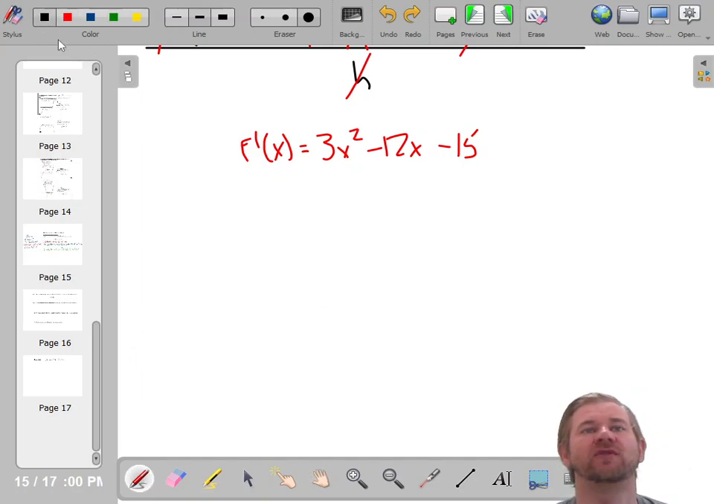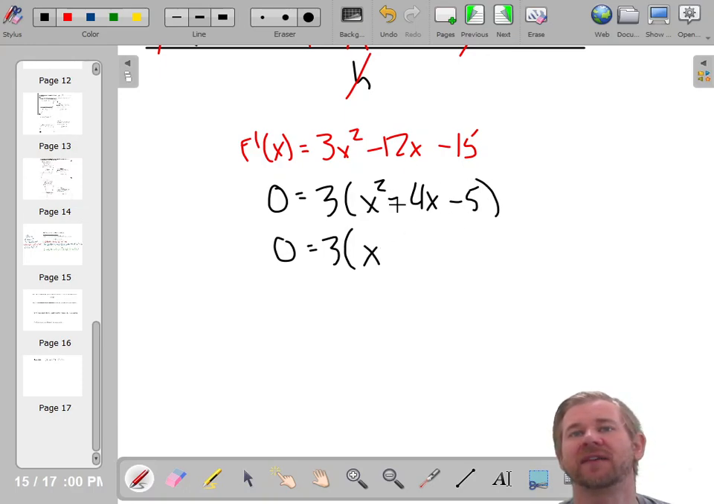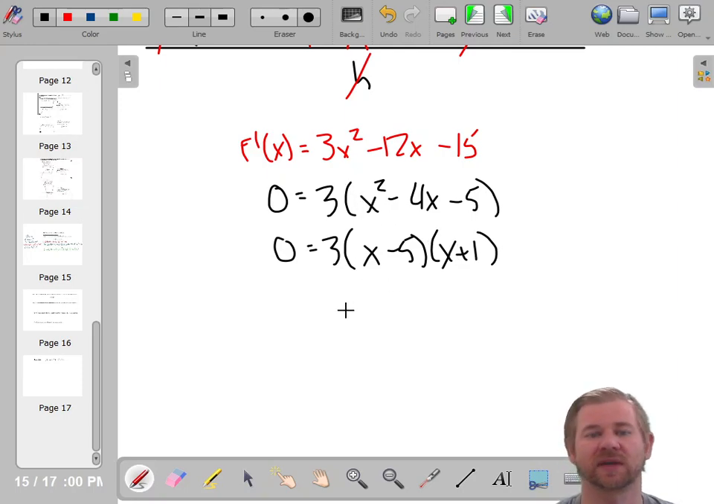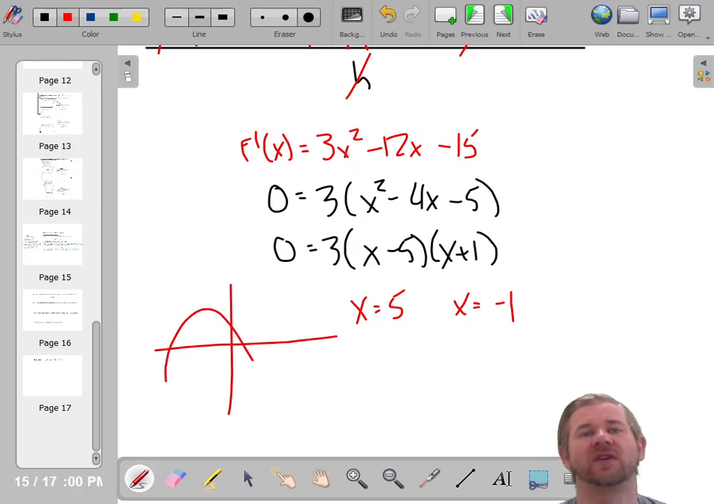So I'm going to factor this thing because it is nice and factorable. x squared minus 4x minus 5. I'll ignore the 3. And the numbers that multiply to negative 5 and add to negative 4 are negative 5 and positive 1. It's a 1x squared, so I can do that quickly. That means my zeros for the derivative are at 5 and negative 1, which should tell us that if I were to graph this function, this would be negative 1 something, and this would be 5 something.